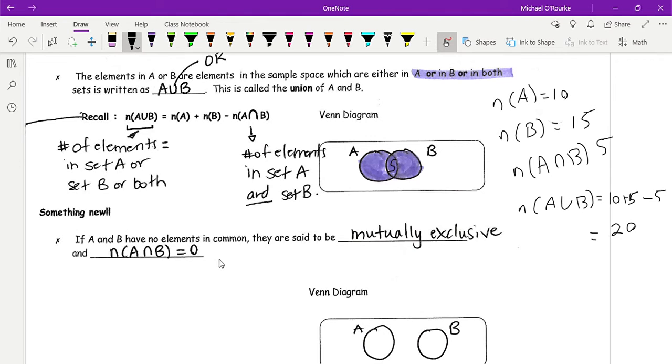Then the last part is mutually exclusive, right? That means there's no intersection between them if they're mutually exclusive. So therefore, A intersect B equals 0.